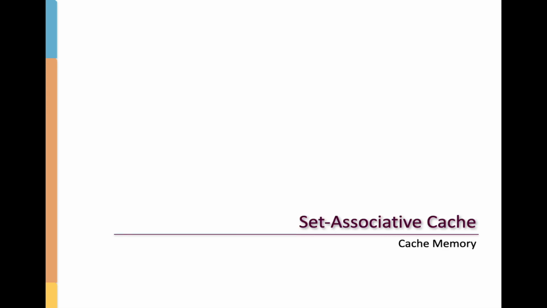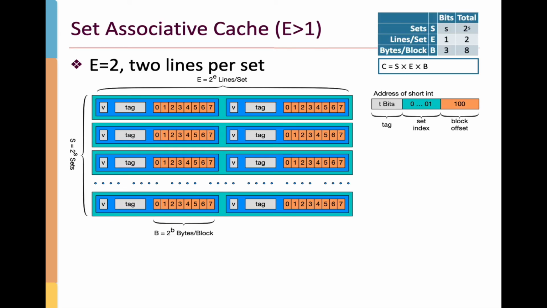The next example of a common cache architecture is called the set associative cache. And the distinguishing characteristic of this type of cache is that the value for E, that is the number of lines per set, is going to be greater than 1. So in this simple example, again, we have a value for S that gives us the number of sets in the cache. And in this case, I'm showing E equal to 2. So we've got 2 lines in each set.